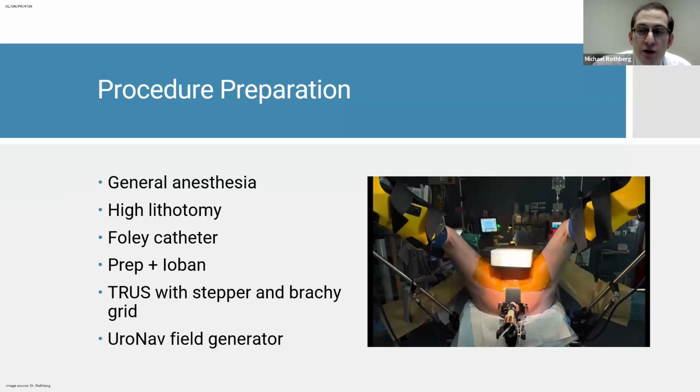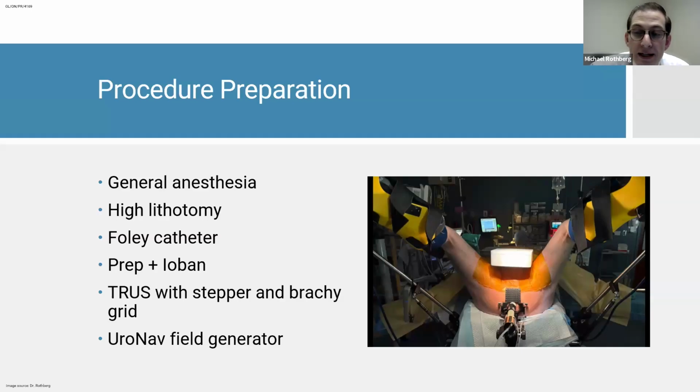So following induction of general anesthesia, we'll place patients in the high lithotomy position. And this is crucial, especially if we're treating anterior lesions like the one that we're treating in this patient, because pubic bone interference may prevent optimal electrode placement. We'll place a Foley catheter in sterile fashion, and then the patient's prepped and draped with an ioband to retract the external genitalia away from the perineum, as shown here.